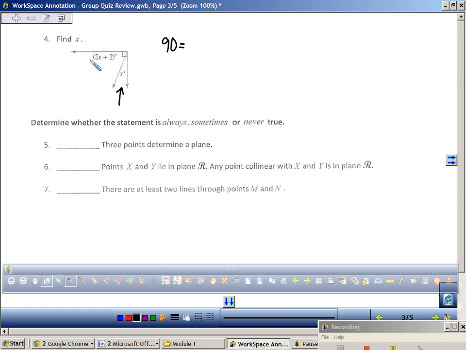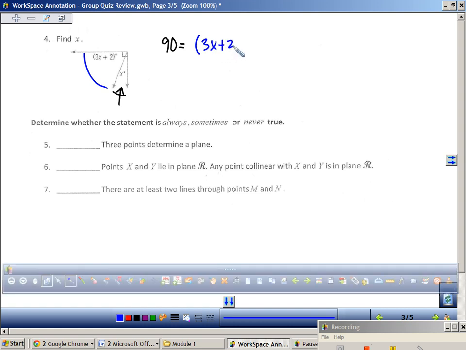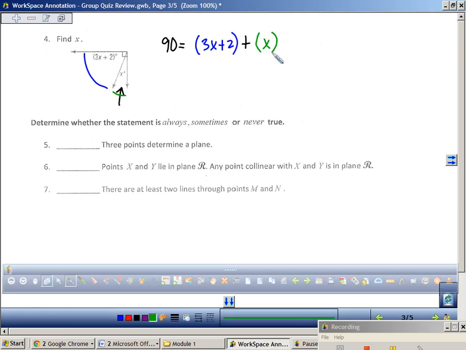The 90-degree angle equals this angle plus this angle. That's my angle addition postulate, right? If I add them together, I should get 90 degrees. So if this angle, let's change the color of that, is the blue angle, then we'll say the blue angle is 3x plus 2, and the other angle will be green, and that one is x.